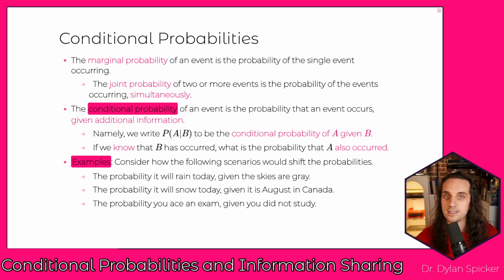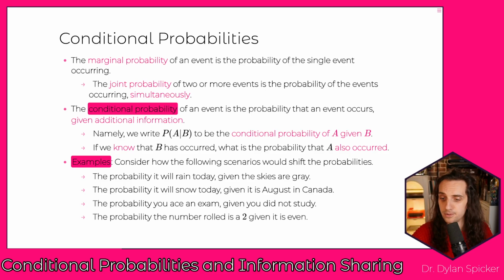Now, what's the probability that you ace an exam? Right? We can just think about that as a marginal probability, and that's going to depend on, perhaps you have a unique probability for yourself. You've taken some number of exams in your life, and you've aced some number of them. But what's the probability you ace an exam given you did not study? If we know the information that you did not study, that's an added piece of information, and that's going to change our belief about the probability that you ace the exam.